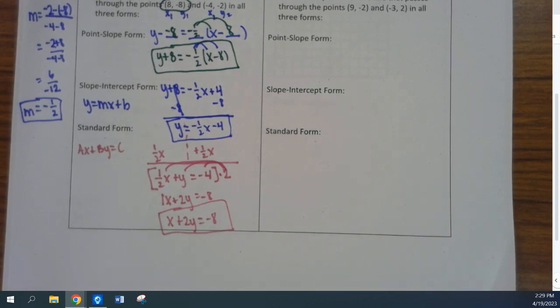All right, so your goal now is to go and finish numbers 2, 4, and 6, and let me know if you have any questions.